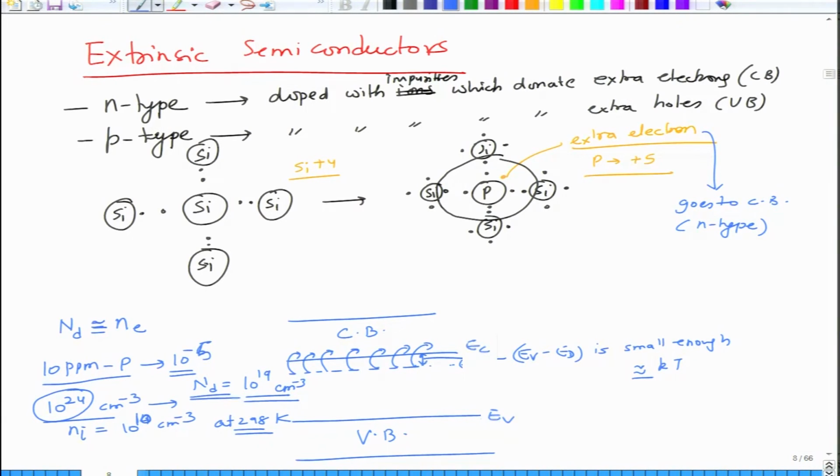So, you can see that Nd is much higher than Ni, and if all the Nds are able to contribute electrons, which means Nd is almost equal to Ne, and this is much larger than Ni. So, for an N type semiconductor, Ne is equal to Nd. However, because of mass conservation, Ne into Nh is always equal to Ni square.